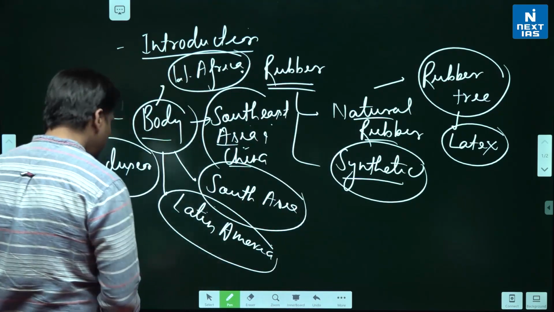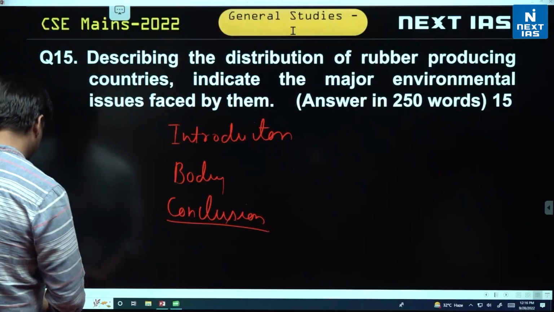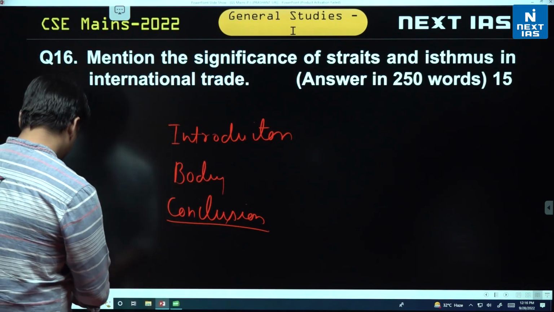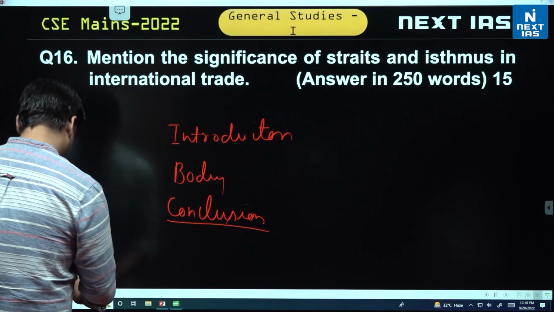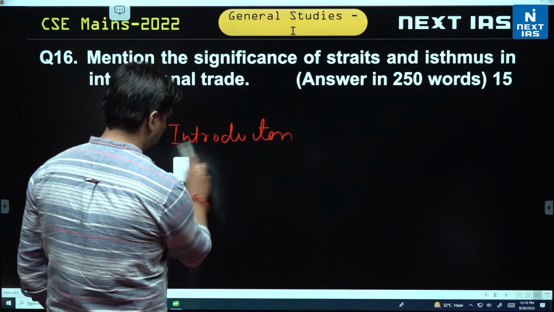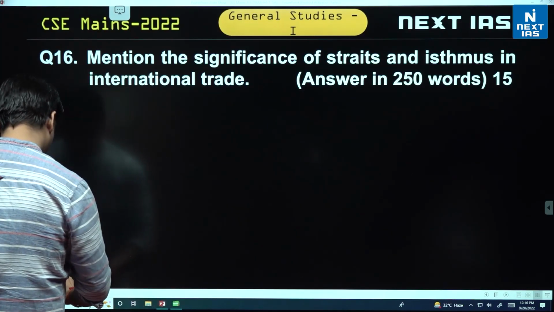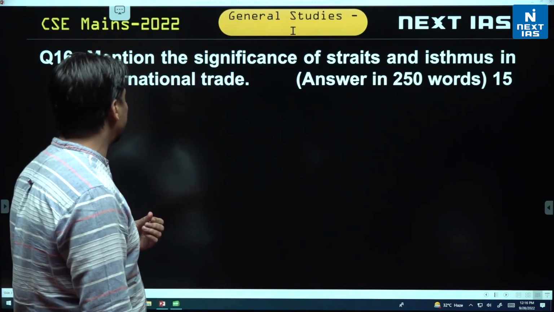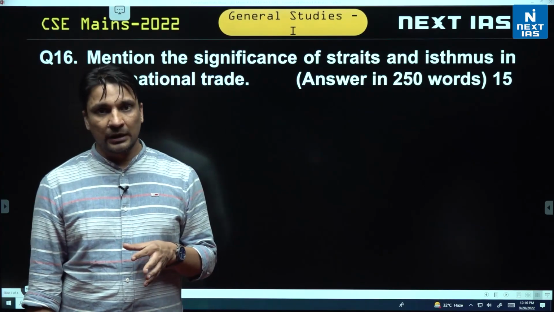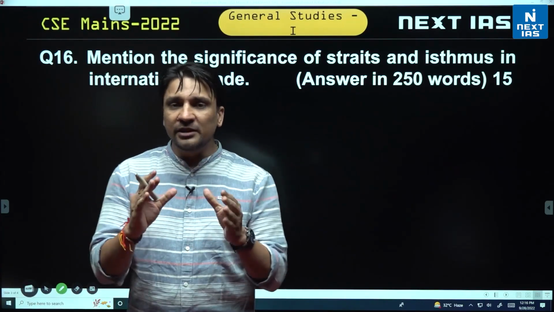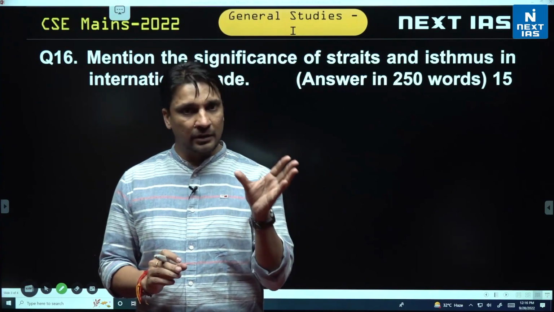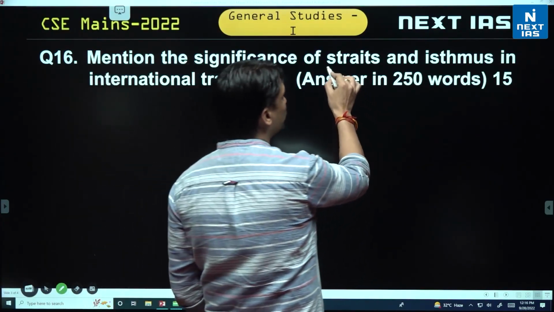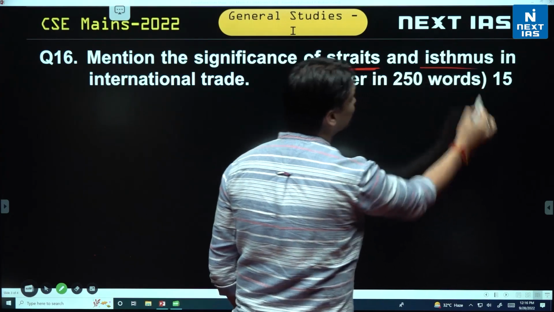Okay, friends. Now the second question was: mention the significance of straits and isthmus in international trade. In this question also, the answer will have three parts: introduction, body and conclusion. In the introduction, you are supposed to write about what are straits and what are isthmus.